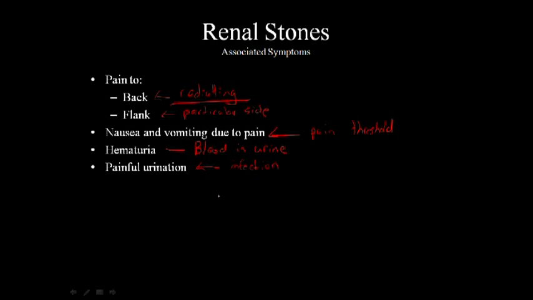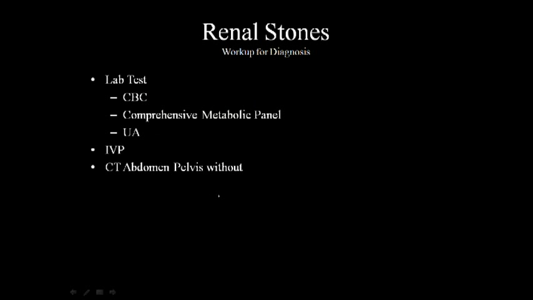So you really can't base everything for a renal stone on just painful urination, because there's so many other things that can be as well. The workup for renal stones, first you're going to order lab tests. You're going to order a CBC first, which is going to display an increased white blood cell count. This can be an indication of some type of inflammatory response, or inflammation, or an infection.